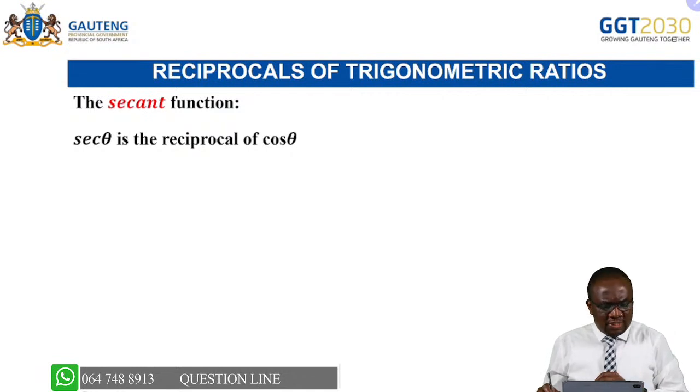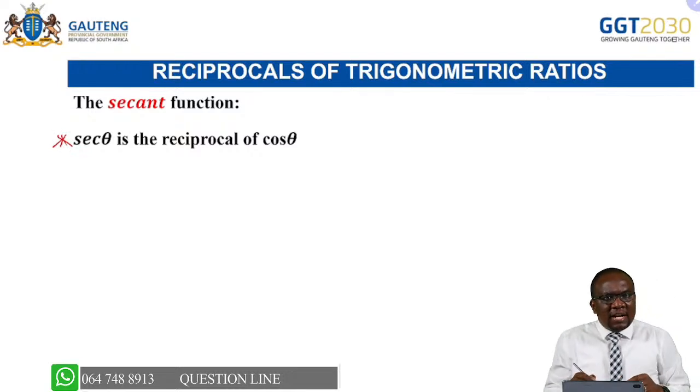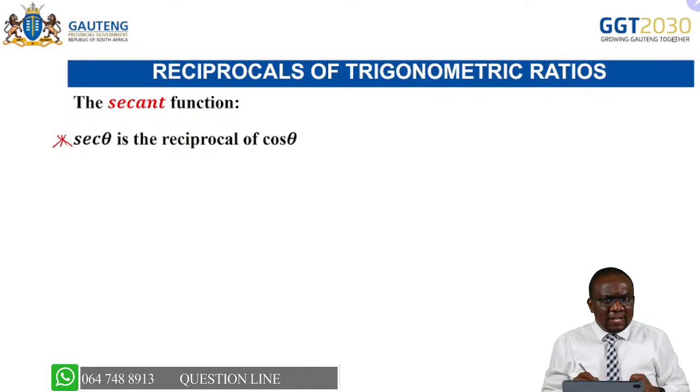Let's do what we did in the previous one. We are going to copy this and then try to write the ratio of sec theta. Let's try that for 1 minute.